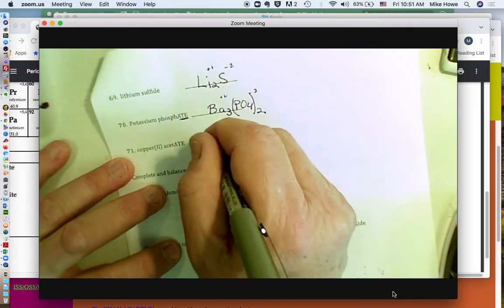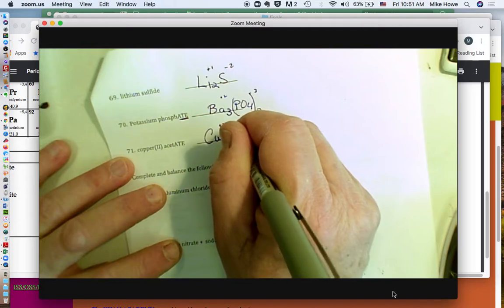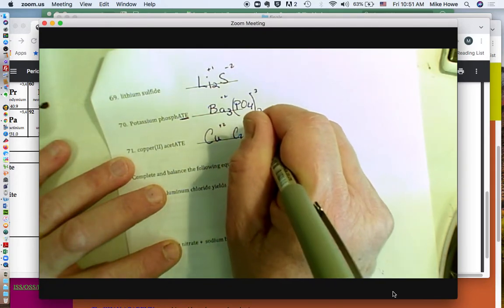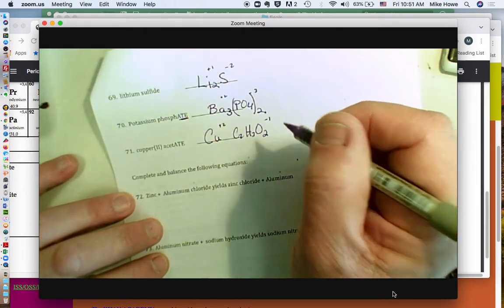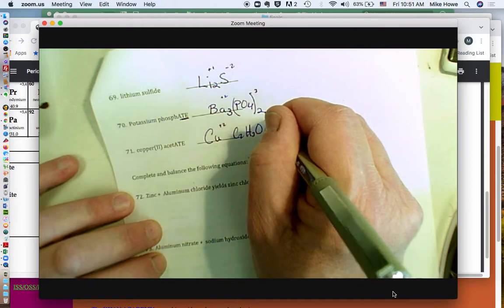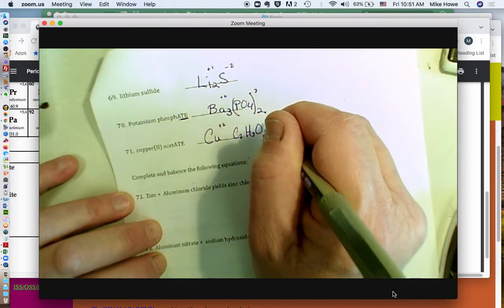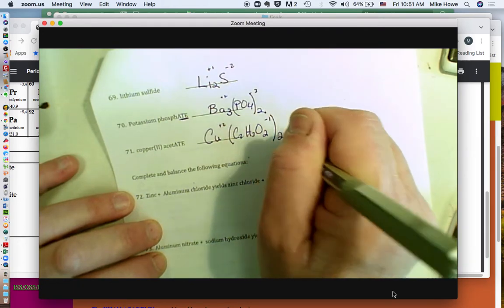Copper 2 acetate, so copper +2, acetate C2H3O2. That's a -1. All right, so I'm going to have 2 of these, 1 of these. I got a +2 here and a -1, so I'm going to have 2 of these to match the +2. And since it's a polyatomic ion, you put it in parentheses.